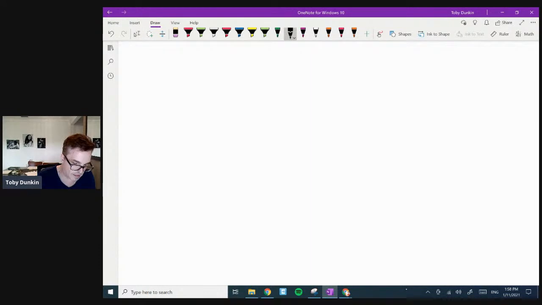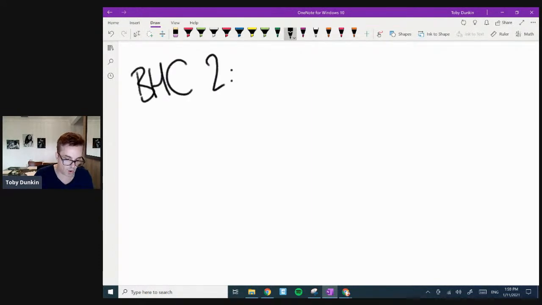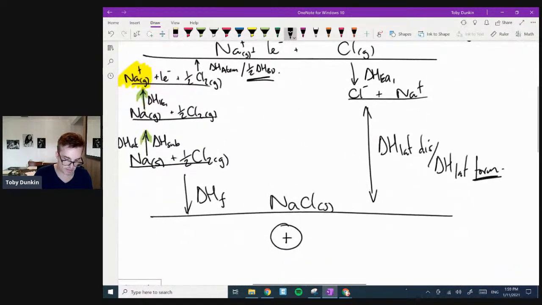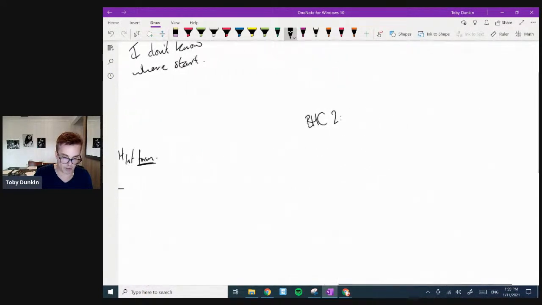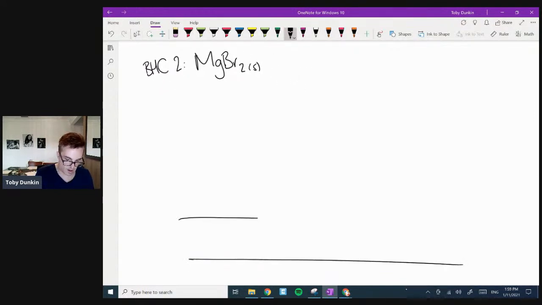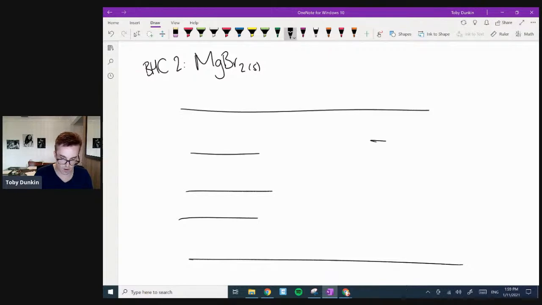So here is Born-Haber cycle number 2. Before, this Born-Haber cycle was focusing on sodium chloride. That was this one. Let's do something a bit more challenging: magnesium bromide. That's an interesting one. So the first thing I'm going to do is frame it: 1, 2, 3, roof 1. And I'm going to put magnesium bromide on the base as a solid.